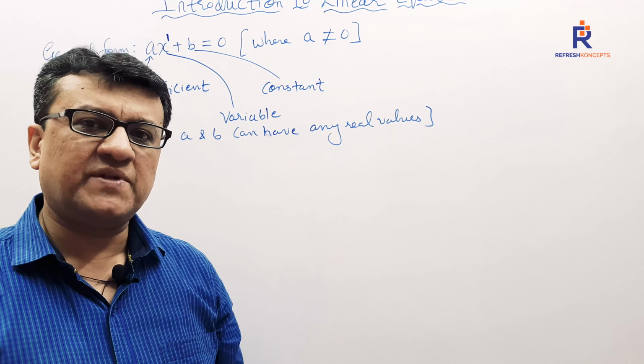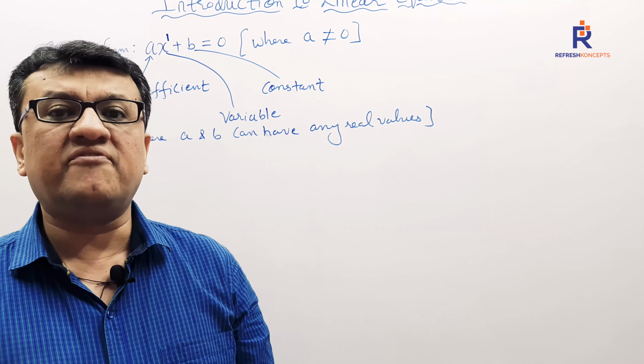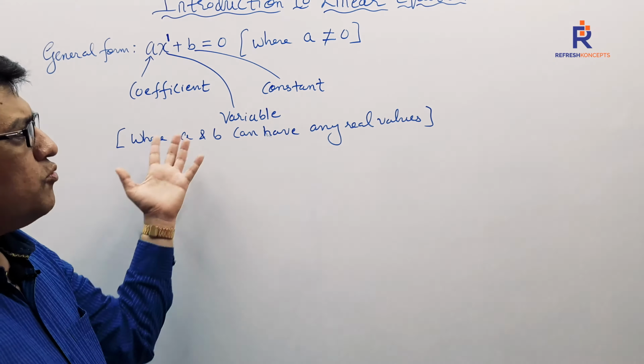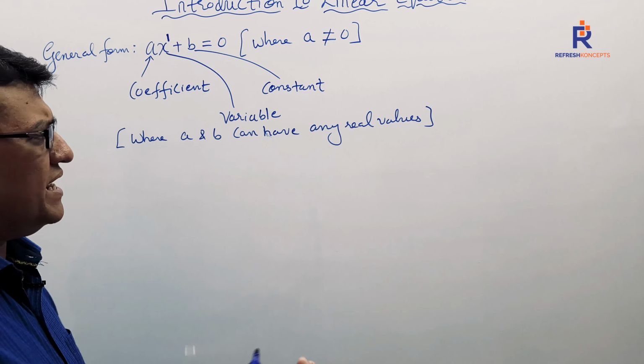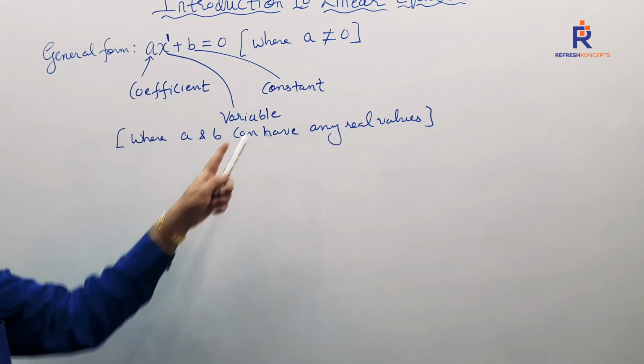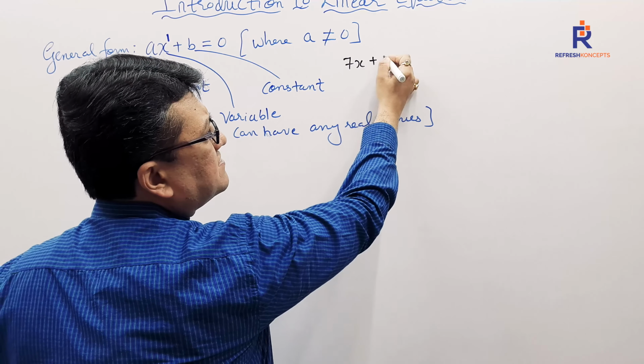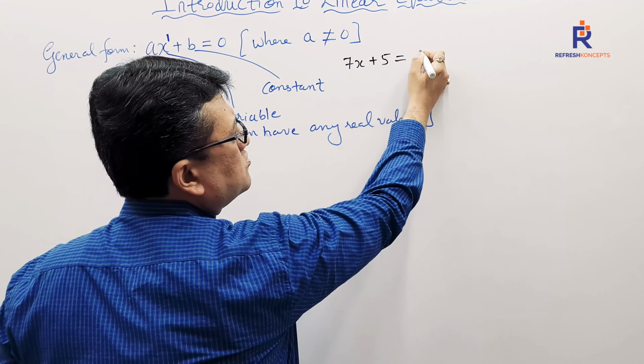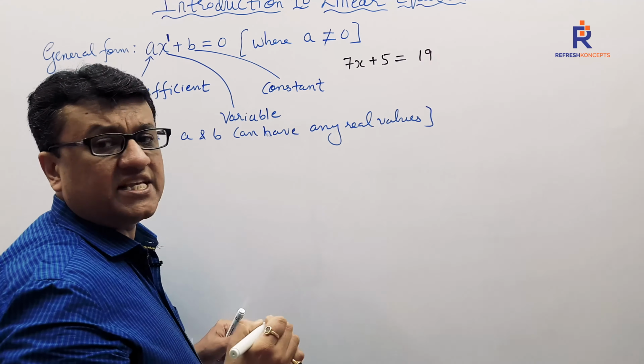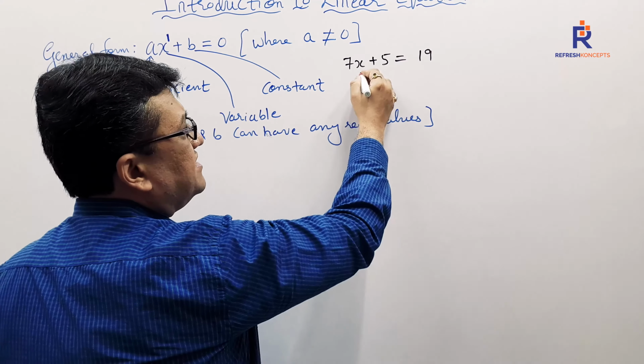So we can have ax plus b equals c also as a general form of linear equation. What could be the example of the same? I'll just give you an example over here. Say for example, 7x plus 5 equals 19.